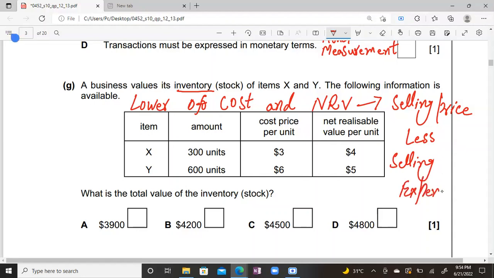So as I said, the rule is lower of cost and net realizable value. So here cost is less, so we will select that. 300 times 3 is 900, and here NRV is less, which is $5. So 600 times 5 is 3,000. So 900 plus 3,000, 3,900 is your answer.